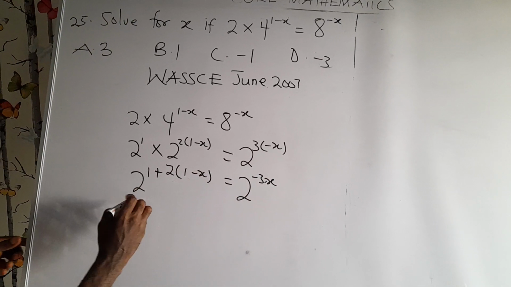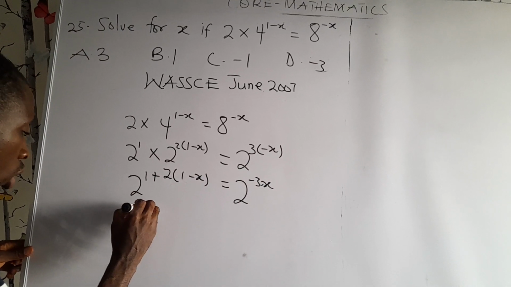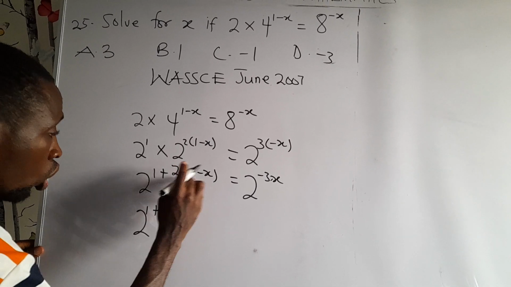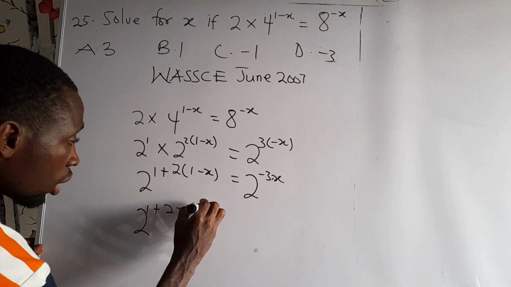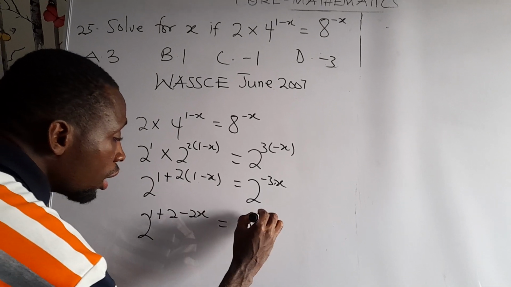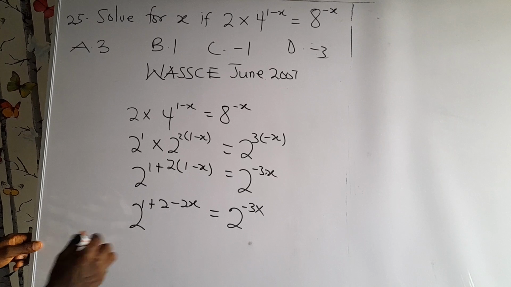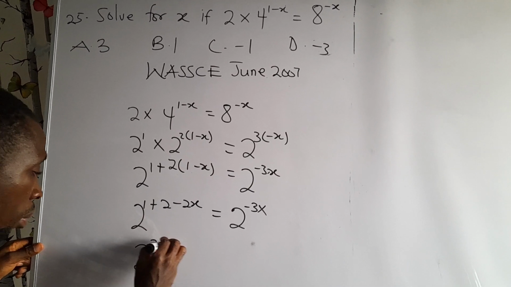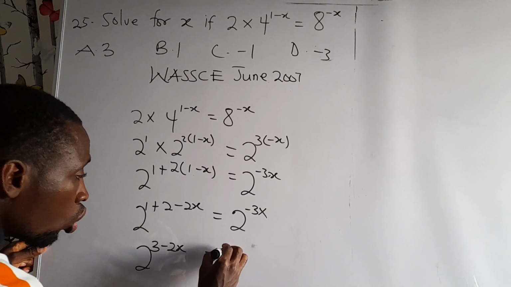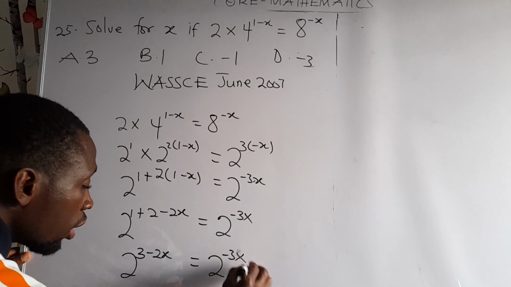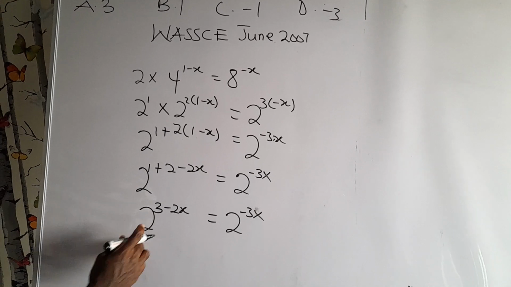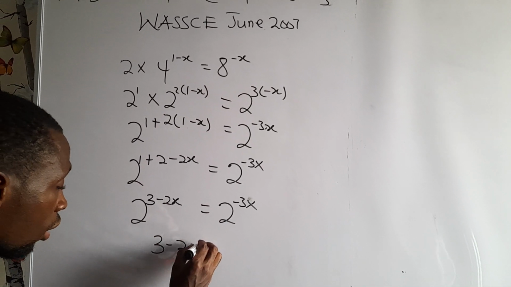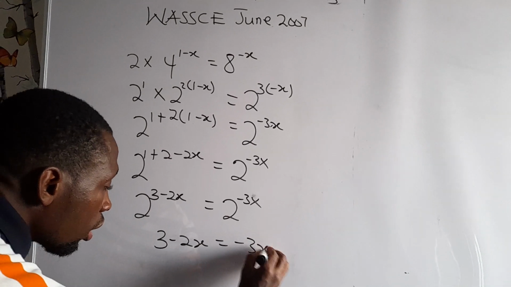So we can multiply these through. We have 2 exponent 1 plus 2 times 1, which is 2, and 2 times negative x, which is negative 2x, equal to 2 exponent negative 3x. Now we can polish this: 1 plus 2 is 3. So we have 3 minus 2x equal to 2 exponent negative 3x. Since the bases are the same, we can equate the exponents. So 3 minus 2x will be equal to negative 3x.